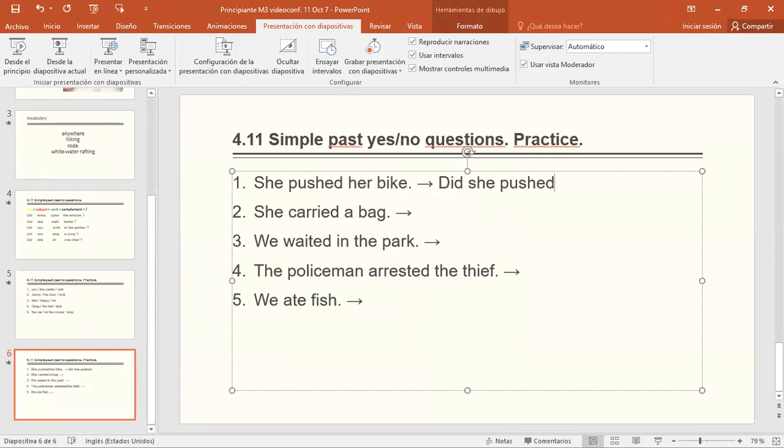Are you sure? ¿Le pongo la ED? ¿Sí o no? No. No, right, okay. Why? Because the auxiliary, right? Sí, okay. El auxiliar. Did she push her bike? Her bike. Excellent.